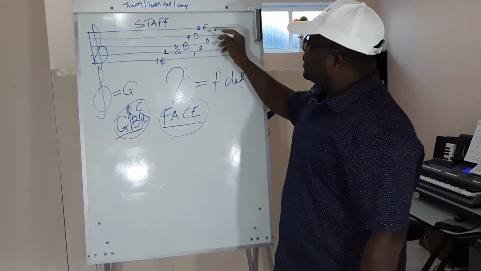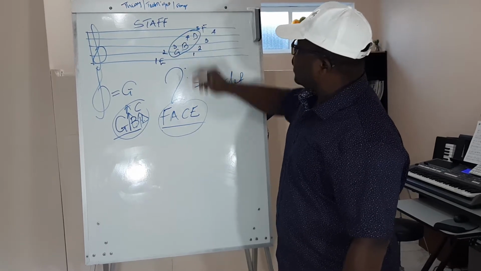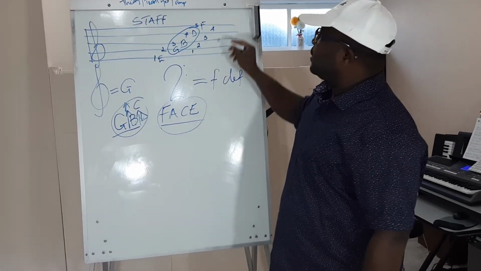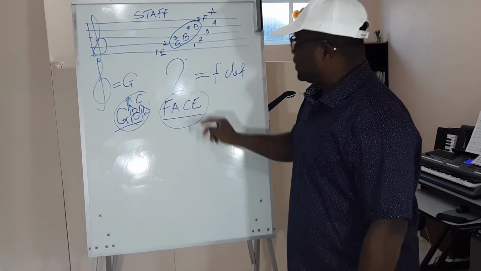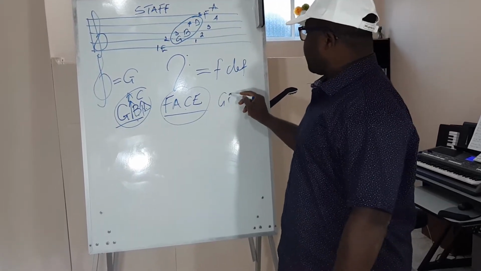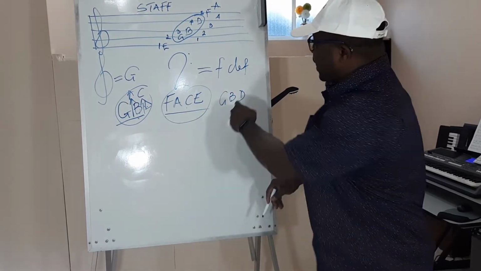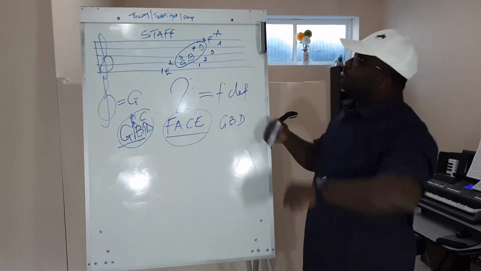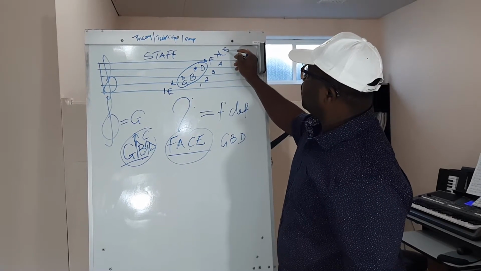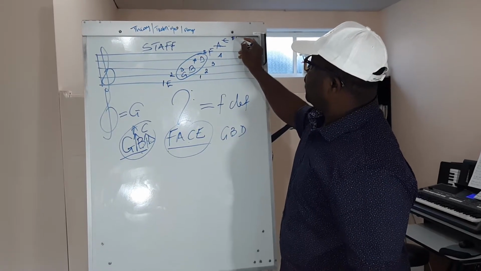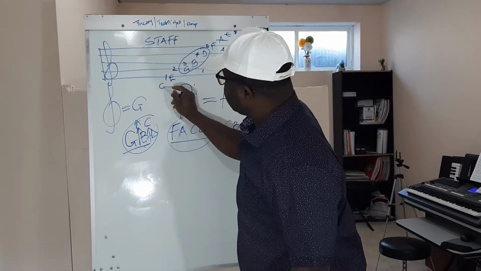Okay, so that means that if you take GBD here, you can see that pattern. After GBD you have face, after face you have GBD, in that order, and then after GBD you have face again. It continues like that.